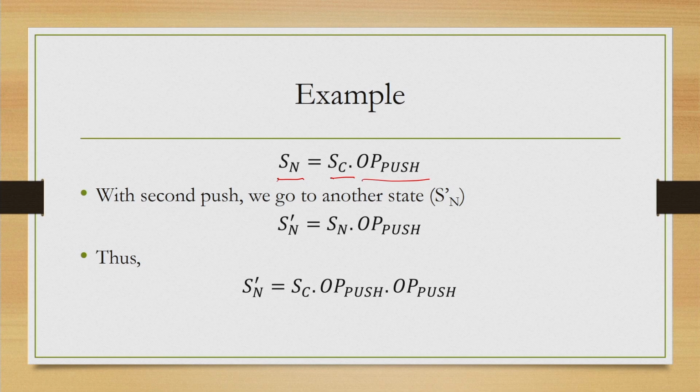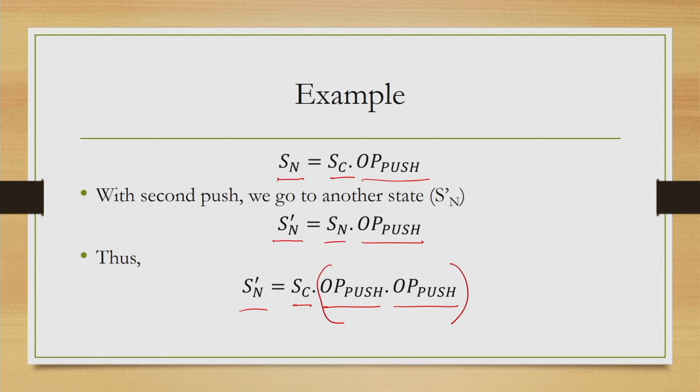Now, with the second push, we go to another state. Let us denote it by Sn dash. Now, Sn dash is essentially Sn multiplied by OP push. Now, Sn we already know is Sc multiplied by OP push. So, Sn dash can be simplified as Sc multiplied by OP push multiplied by OP push. So, this OP push is appearing twice.